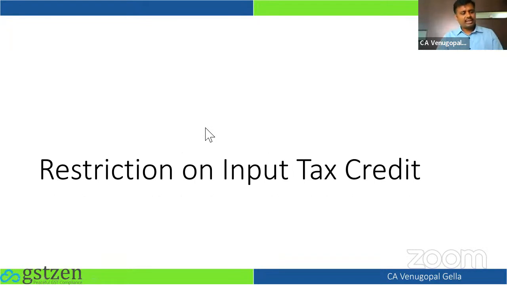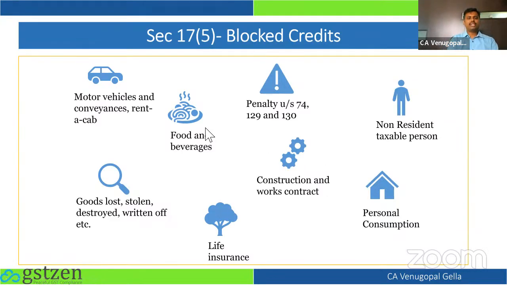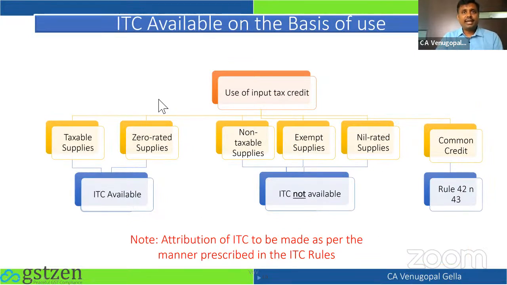Next, restrictions on the input tax credit. There are no changes to this entry. The same 17 subsection 5 gives you that if something is used for business also, you cannot take an input tax credit. If it is a passenger motor vehicle, staff welfare relating to food and beverages, if some of your goods have been lost or stolen, if you are paying any health or life insurance, if you are incurring any works contract, construction of a building or personal consumption, in all these cases, you cannot take the credit. Apart from that, you cannot take a credit if something is used towards exempt supply or nil rated, again, you cannot take the credit.